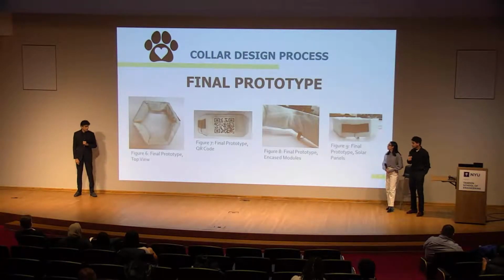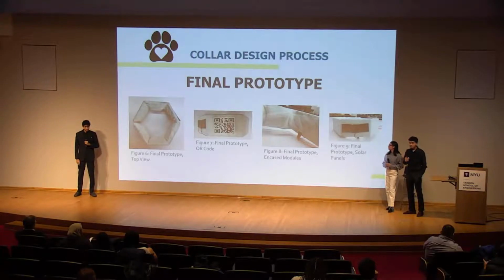This is our final prototype. As you can see in figure 6, it shows the top view of our product. Figure 7 shows the QR code, which if scanned, takes you directly to our website where you can display the information for the pet finders as well as the pet owners. Figure 8 shows the material that we use in order to enclose the electrical components, and we also have the solar panels which charge our product.